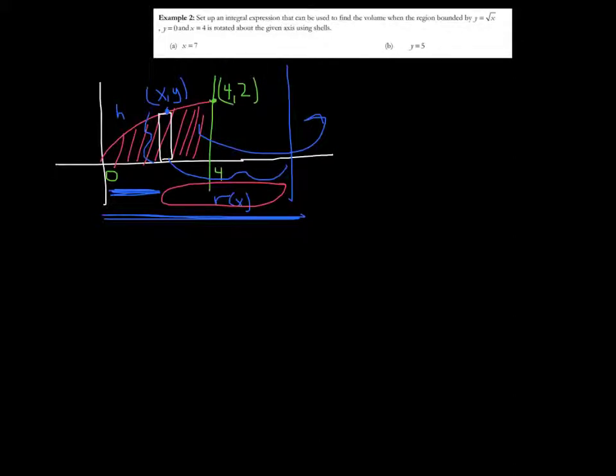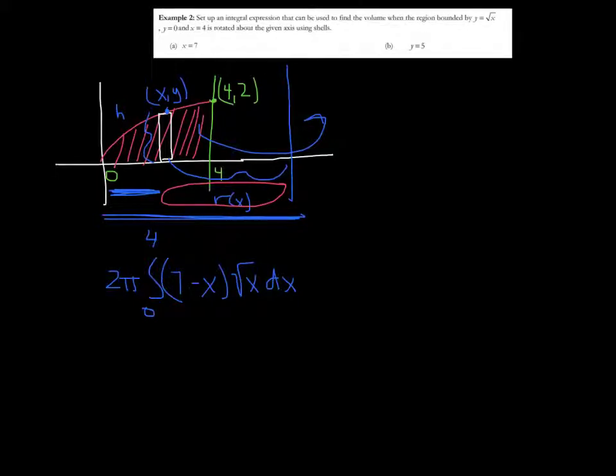So we have 2 pi, the integral from 0 to 4, because that's the region that we are rotating. And little r is going to be 7 minus x. And then the height of our rectangle is represented by the letter y. But y is defined as the square root of x. So the square root of x, and we are done. That is part A.